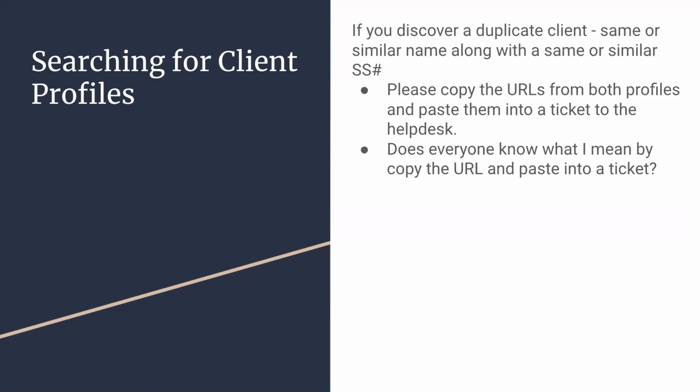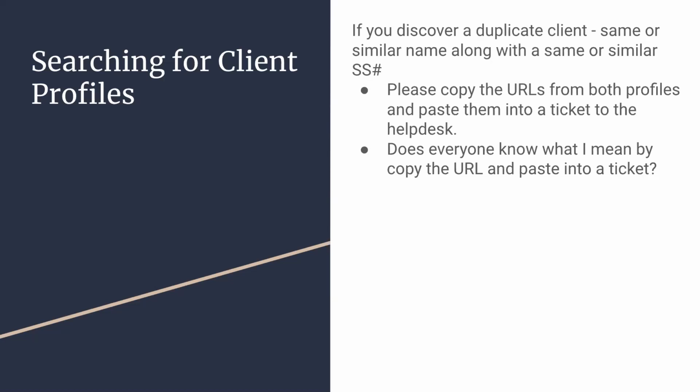If you discover a duplicate client, either the same or similar name, with the same date of birth or similar social security number, what you want to do is copy the URL from both profiles. So you want to do the 2 that you think are the same people, and paste them into a help desk ticket. Do you guys know what I mean when I say URL? It's the HTTPS at the very top. So if you were to copy the link of a website, that's what you want to copy.